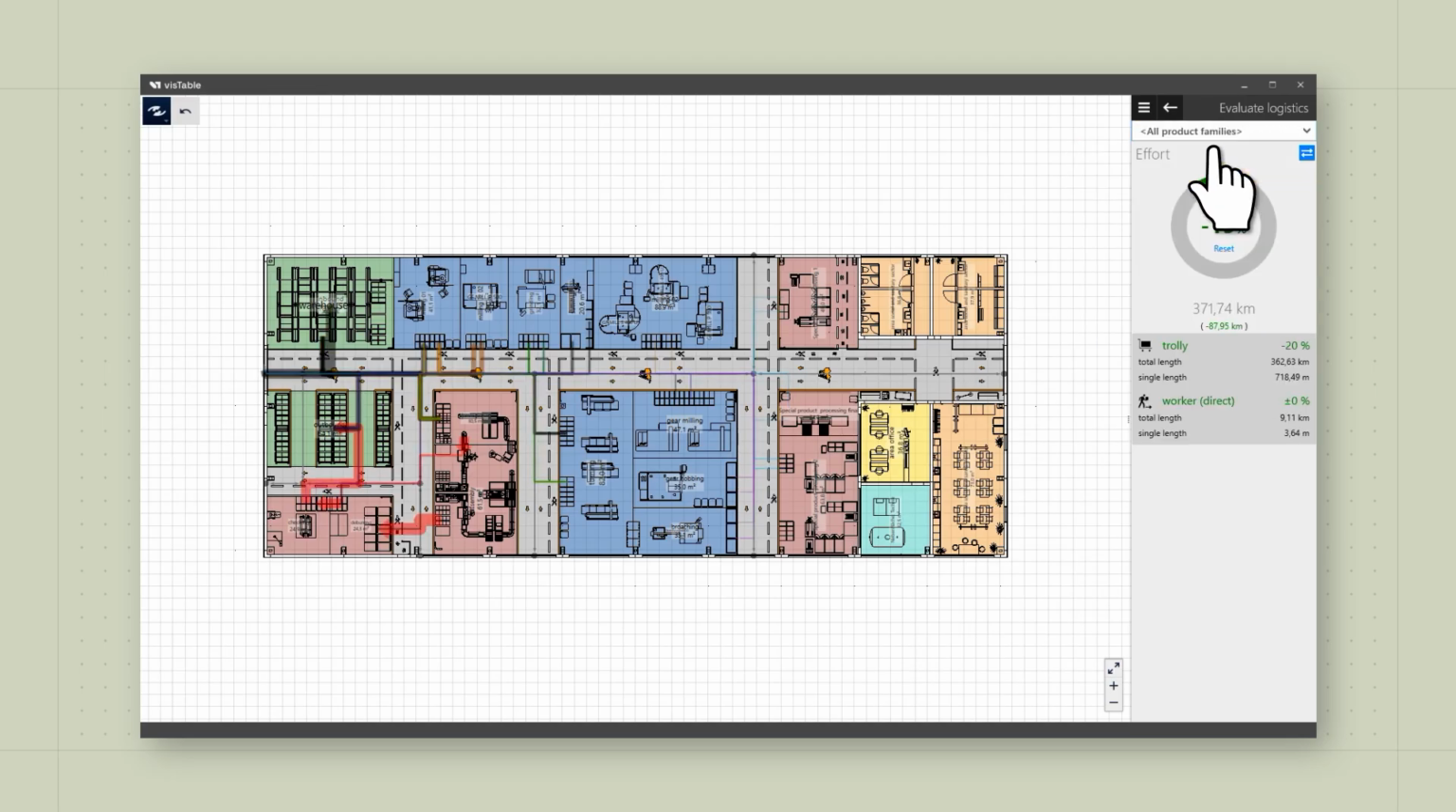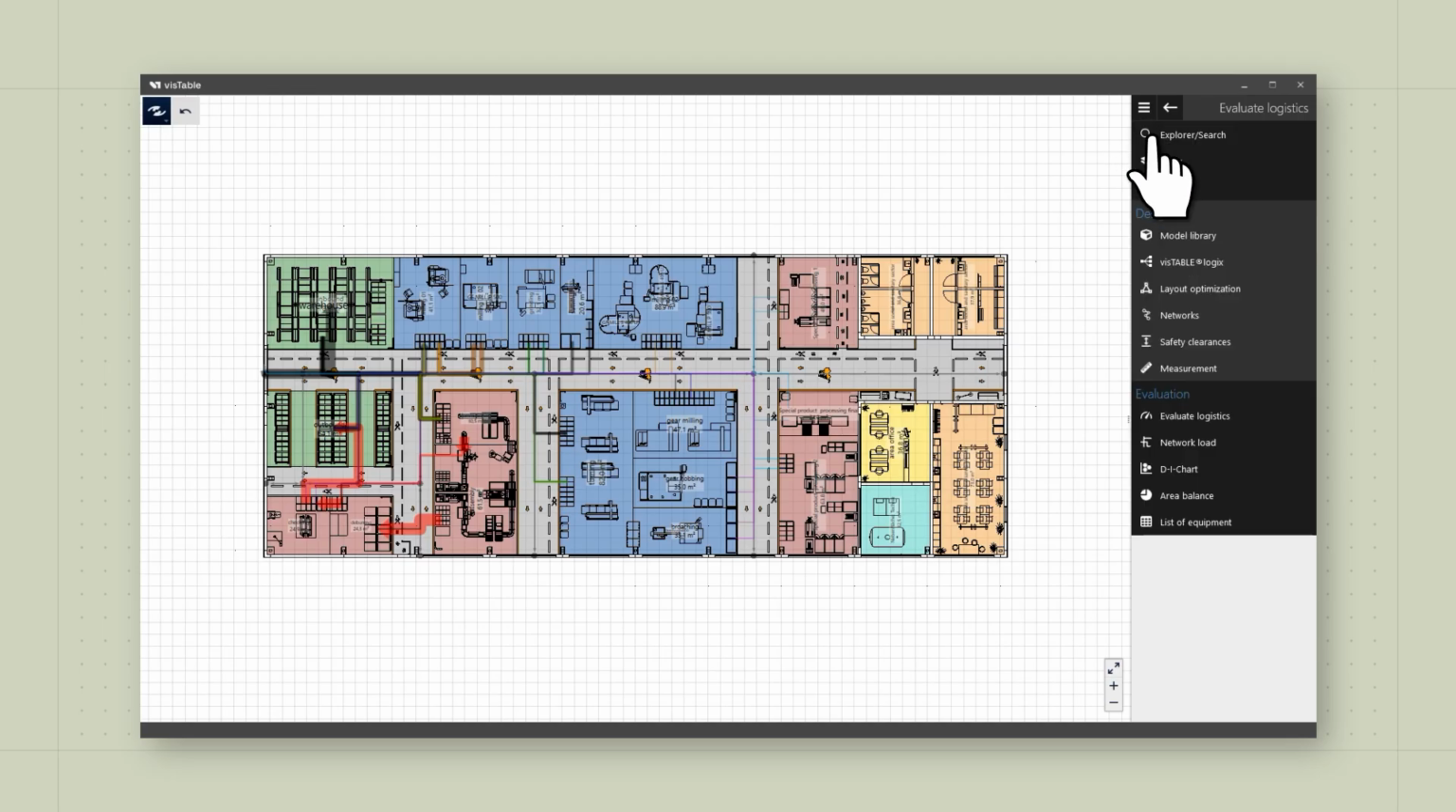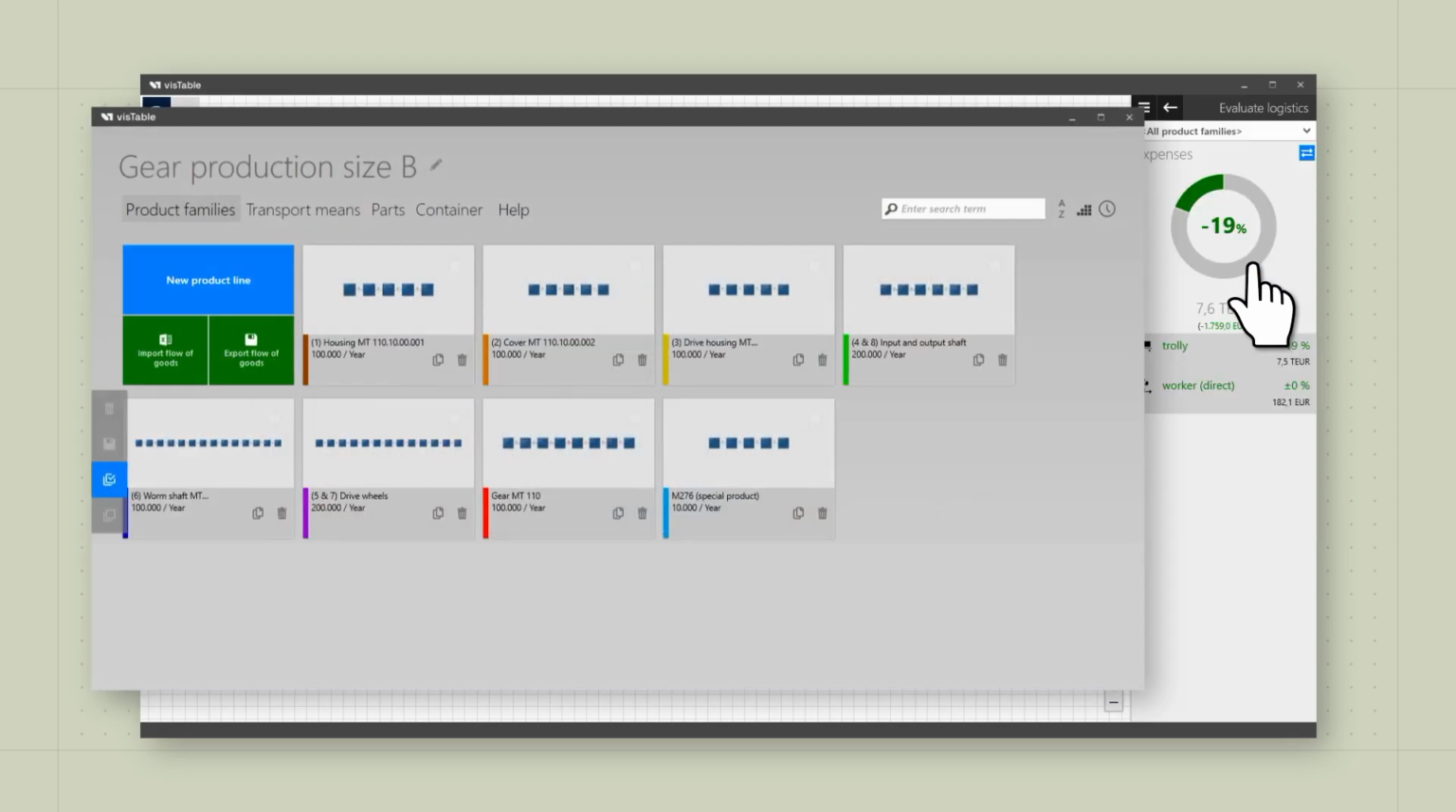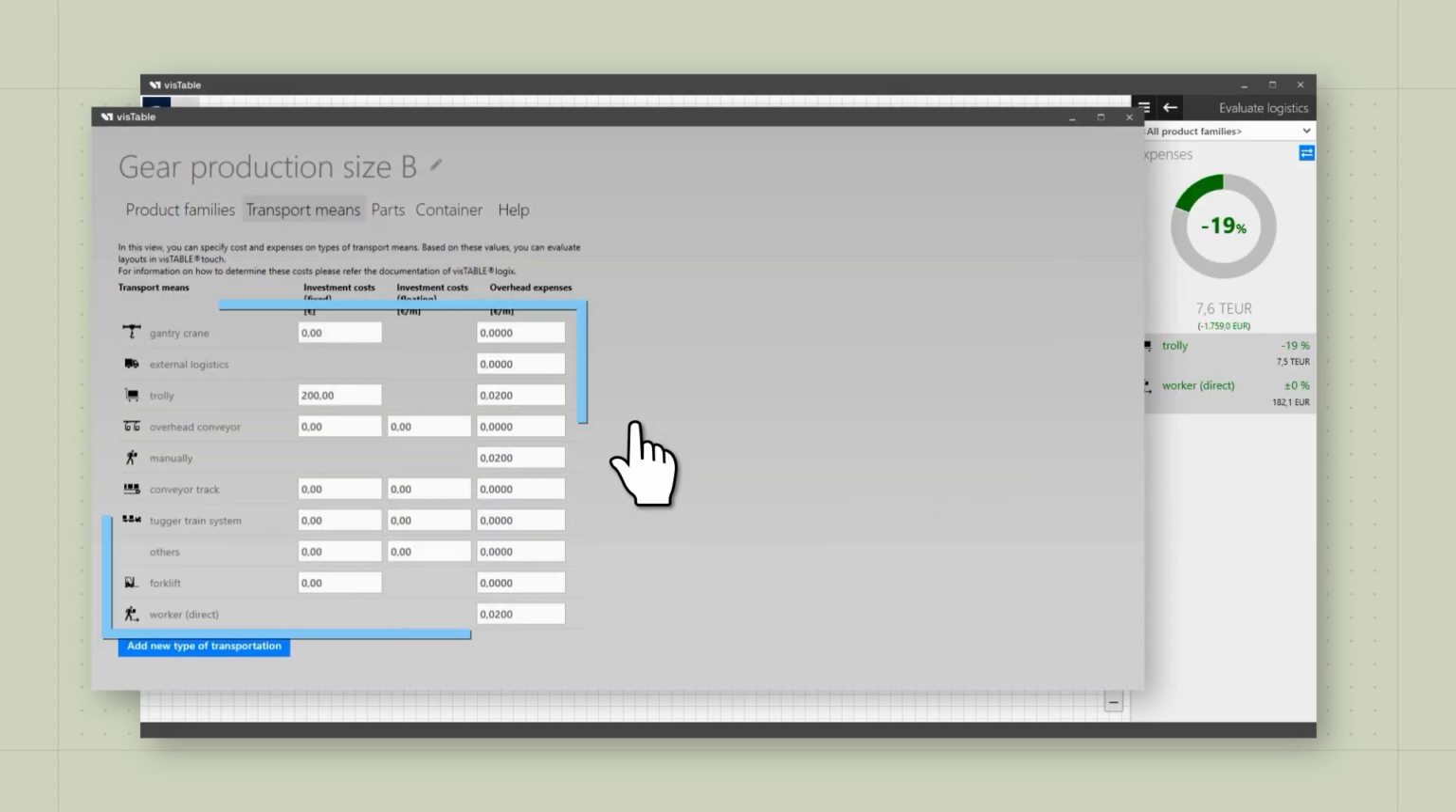Additionally, you can analyze the associated cost with the logistics by pressing the two arrows in the top right corner. This is necessary for the comparison of different means of transport. However, the cost evaluation only works if you have entered corresponding cost rates for your different transport means categories in Logix.